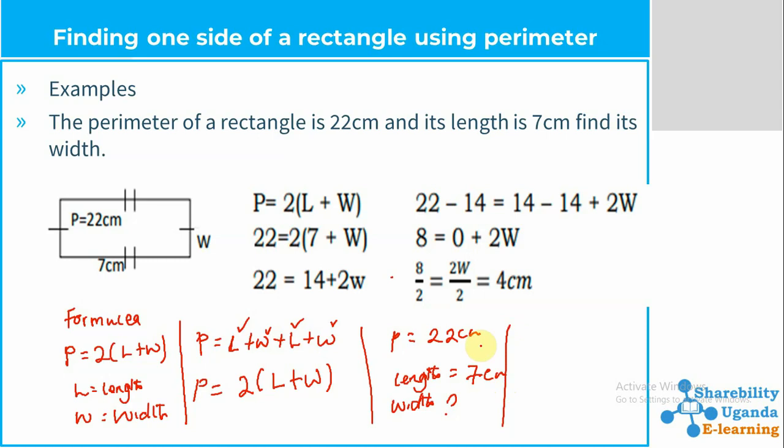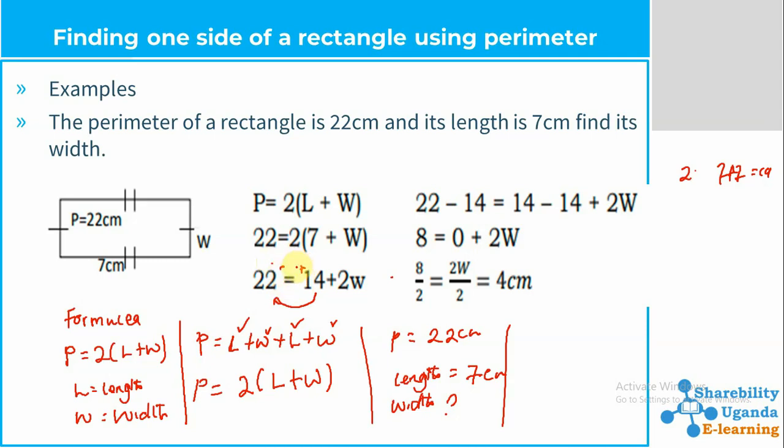Just the width is missing. So we substitute: 22 is equal to 2 into bracket 7 plus W. Now we open the brackets. 2 times 7 is the same as 7 two times, so we add and get 14. Then 2 times W gives 2W. So we have 22 equal to 14 plus 2W. When we have this form, we collect like terms, numbers to numbers and letters to letters. So the 14 moves from this side, and when it crosses the equal sign, if it has been a plus, it changes to a minus.